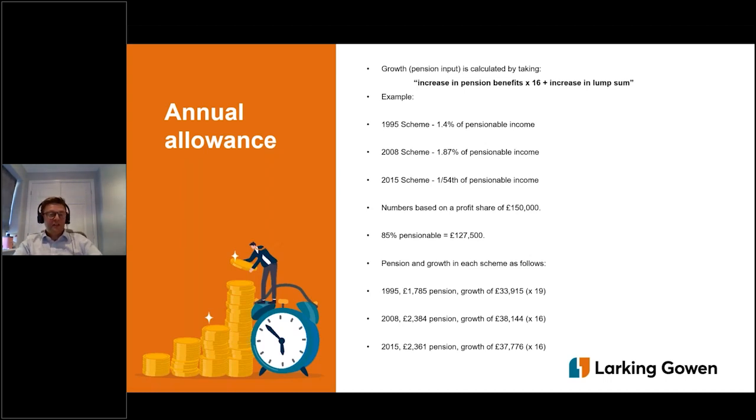For the 2008 and 2015 schemes, it's multiplied by 1.87% or 1/54th, as noted. No lump sum entitlement, so it's multiplied by 16 only. The growth in the 2008 scheme, £38,000. Growth in the 2015 scheme, just under £38,000. So that's how the calculations are arrived at for the pension growth in any given year.